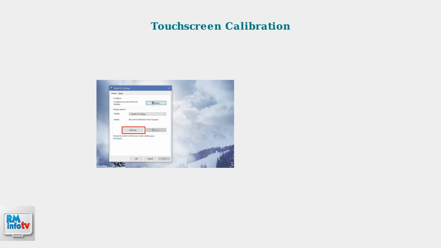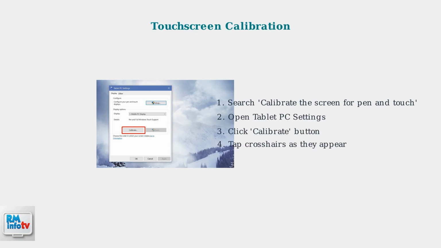If your touchscreen responds but is inaccurate, calibration can significantly improve its precision and responsiveness. To calibrate your touchscreen, search for Calibrate the Screen for Pen and Touch Input in the Windows search bar. This opens the Tablet PC Settings, where you can fine-tune touch accuracy. In the Tablet PC Settings window, click the Calibrate button under the Display tab. Follow the on-screen instructions to tap the crosshairs as they appear on your screen.